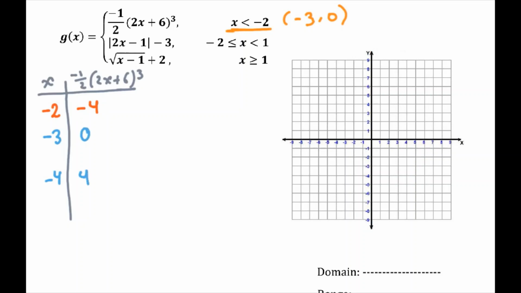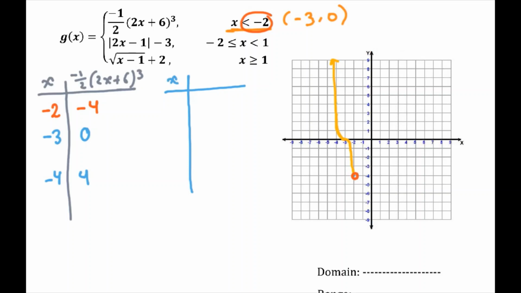And then let's draw it. So -3 and 0 is here. -2 and -4, and finally -4 and 4. Now to match, you are going to try your best to make it look like a cube function as much as possible, okay? Here we go. Just remember that at -2 there's no equal sign, so we're going to keep it an open circle, okay? Next, we are going to move to the next function, which is the absolute value function.